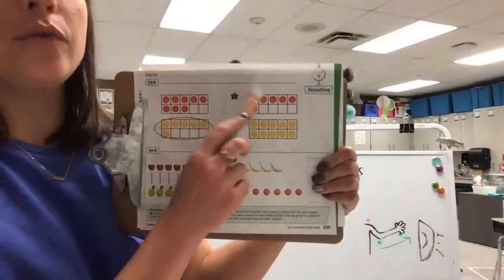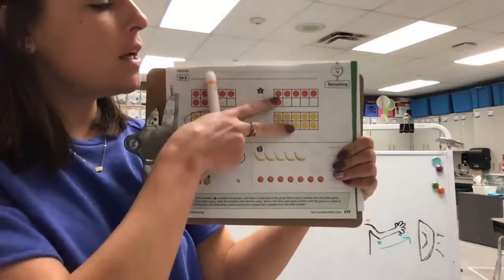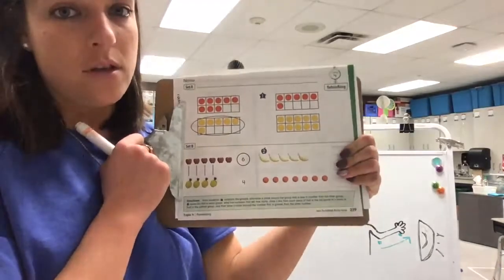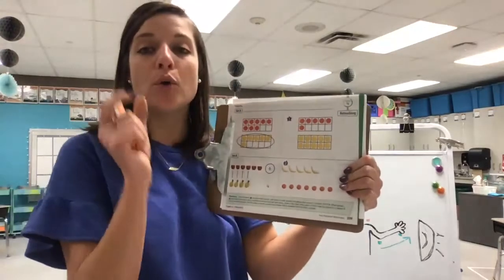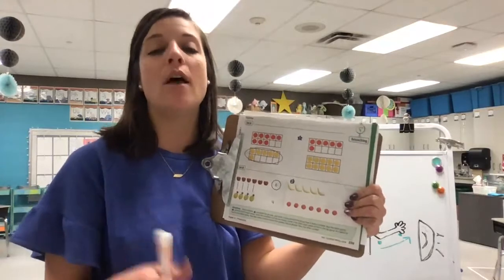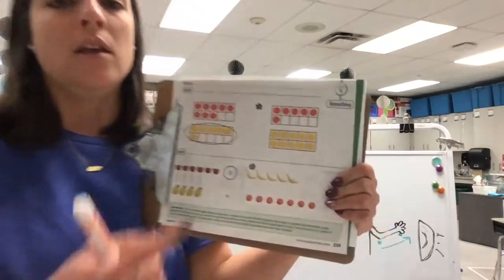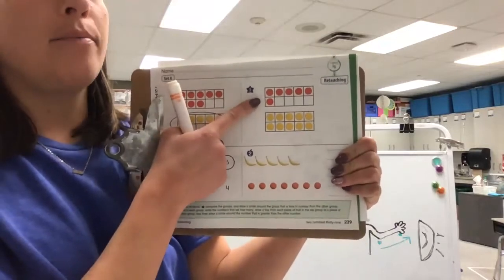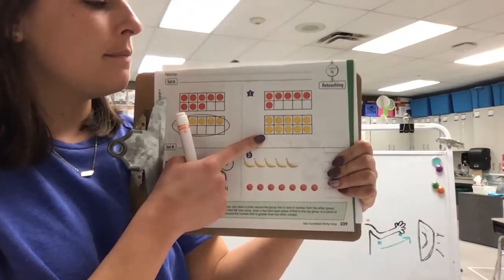So what we're going to do for the first problem, where our blue star is, it says that we're going to take a look at both 10 frames. And then we're going to mark an X on the group that is less. That means we're going to mark an X on the 10 frame that has the smaller amount of counters in it. So how many counters do you see in the top 10 frame? 6. How many in the bottom?